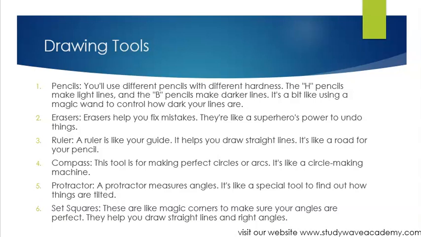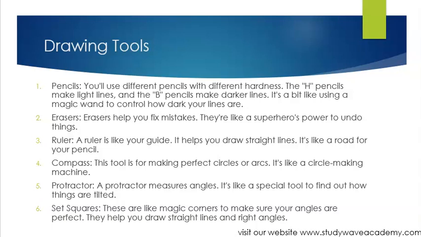Okay? Then you have the erasers. The erasers help you fix mistakes. They are like a superhero's power to undo things. Then you have the ruler. A ruler is like your guide. It helps you draw straight lines. It's like a road for your pencil. Okay? It helps us draw straight lines.